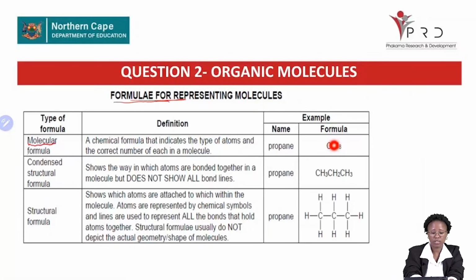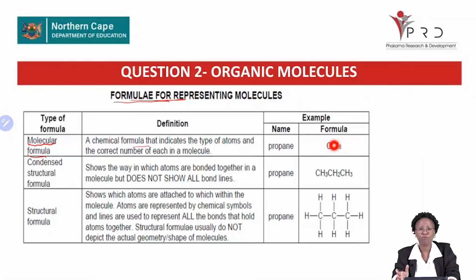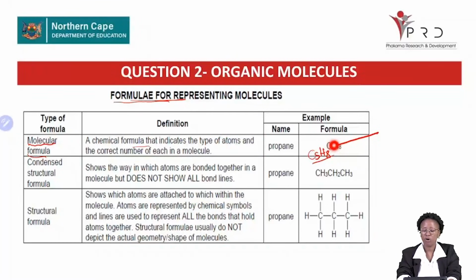Just to remind you, a molecular formula is a chemical formula that indicates the types of atoms that are in the compound, as well as the correct number of those atoms in that particular molecule. For example, over here, this is C5H8. As you can see, it indicates that the atoms in the compound are carbon and hydrogen. How many atoms of hydrogen are there? 8. How many atoms of carbon are there? 5. So that is how you write the molecular formula.